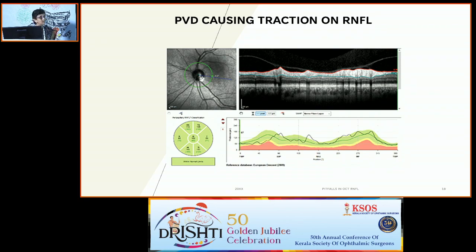Sometimes PVD can cause a traction, and this traction can cause a thickness of the RNFL measurement which actually is not there. When this traction is released, this can collapse and you might think that the RNFL has thinned down. So serial follow-up should allow you to look at these structures to know which portions are being measured, and therefore it is very important that we look at the B scan of the patient to identify these conditions.